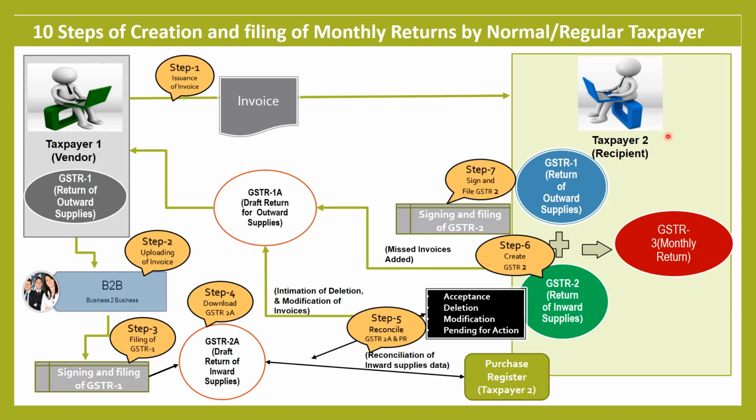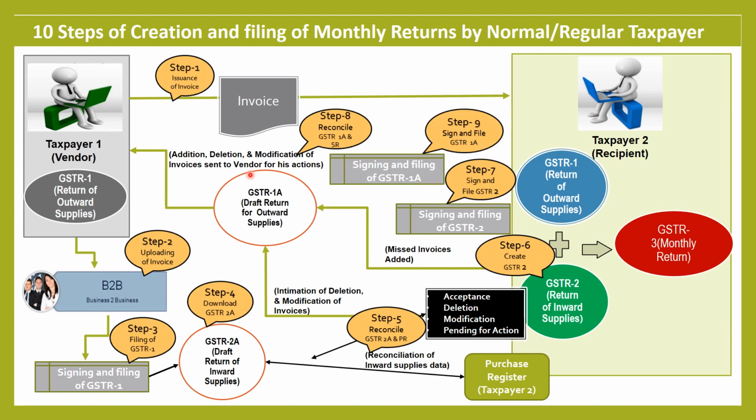Now taxpayer 2, once he has created his GSTR2, he will sign and file his GSTR2. Step 8 is that taxpayer 1 has to reconcile his GSTR1A with the sales register, and then he will also sign and file the GSTR1A. So once all these things are done, then taxpayer 2 can easily get the credit of whatever he has upwardly reported in his GSTR2 as an addition or upward modification, and there will be no chances of the reversal of input tax credit.